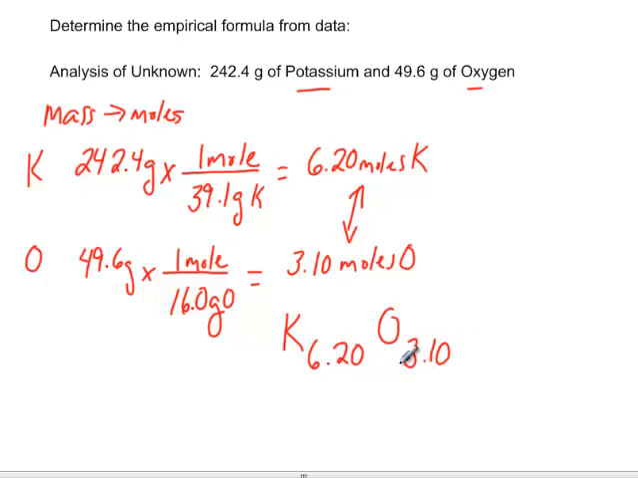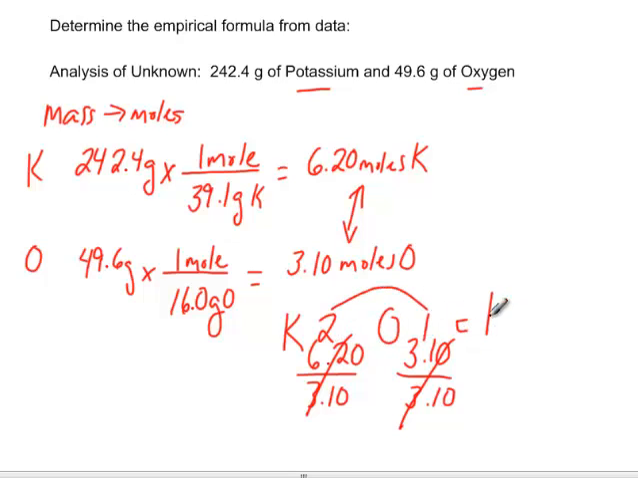Now again, if we want to get the simplest whole number ratio, we divide through by the smallest. So divide through by 6.10, that turns into 1. And then over here we divide by 3.10, that turns into 2. That's a whole number ratio, 2 to 1. So we can rewrite this as K2O.